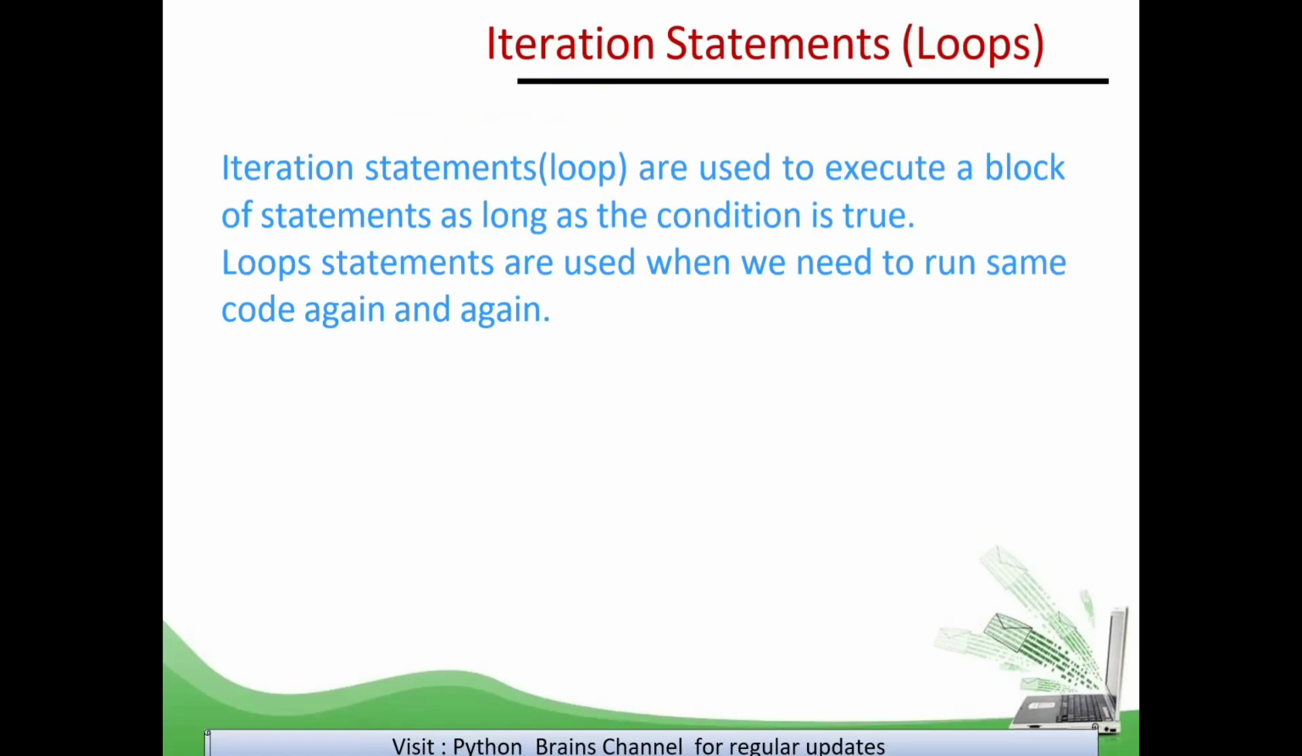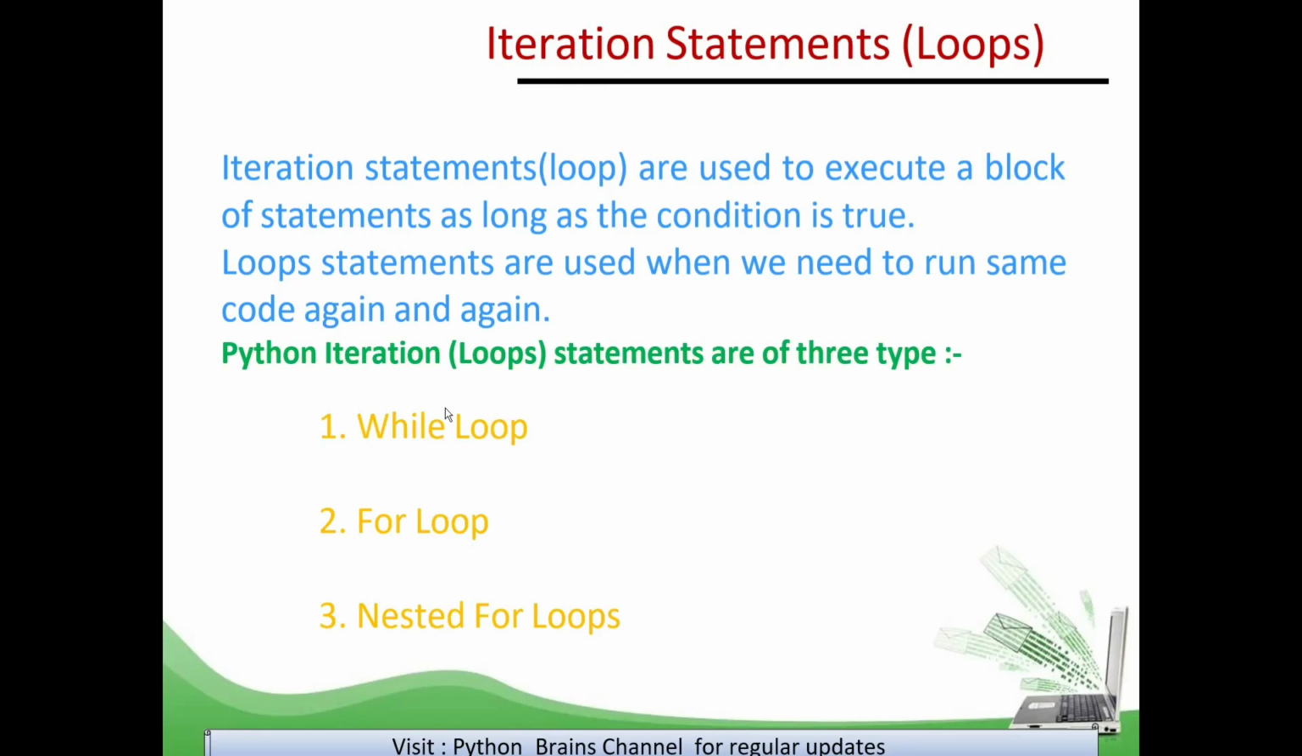Now we will learn about the iteration statement, that is, loops. So what is the iteration statement? Iteration statements are used to execute a block of statements as long as the condition is true. That means looping means one condition is there, and if you want to execute that multiple times, then we use iteration statements. Loop statements are used when we need to run the same code again and again. In this, we have three types of statements: while loop, for loop, and nested for loop.